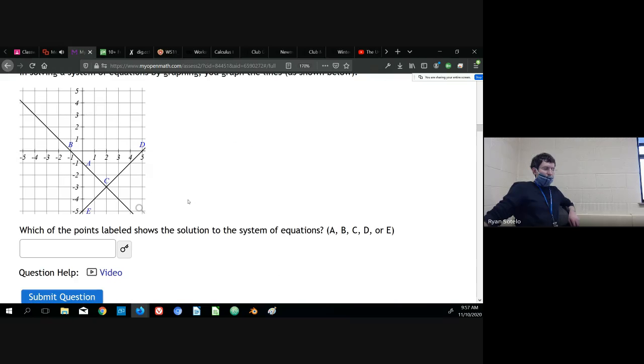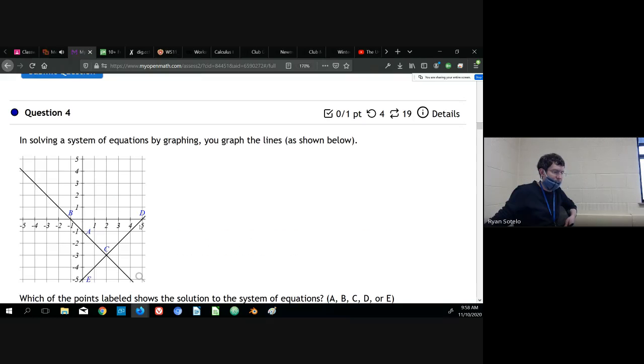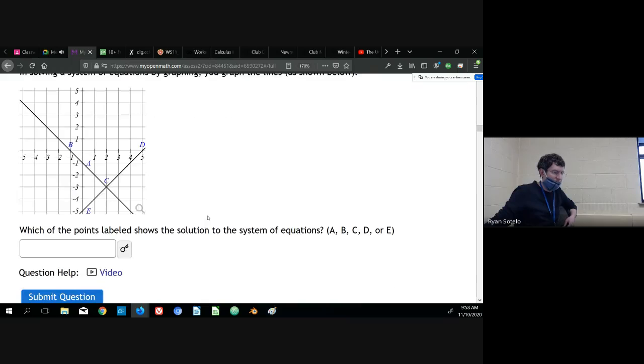This question, number 4, you're given some points. There's the x-intercepts where the lines cross the x-axis. Those are at B and D. You have the y-intercepts, which are A and E. And then you have the intersection of the two lines, which is at C. Which of these points represents the solution to the system of equations? When we talk about solving a system, which of these points do we find?